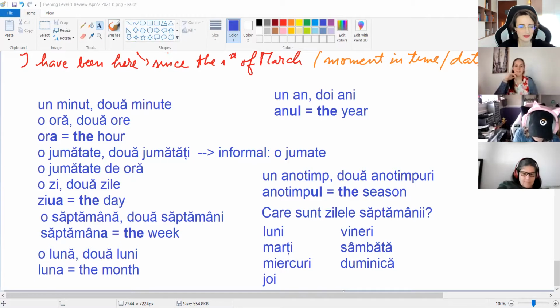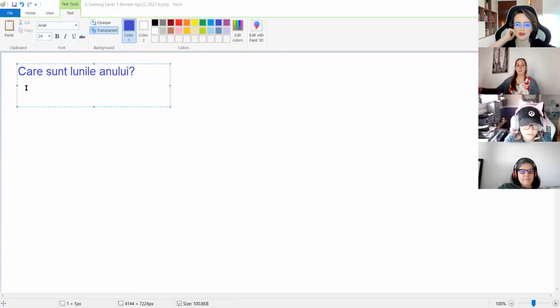I'll get to the next one. Care sunt lunile anului? What are the months of the year? Sorry? We can't see where you're typing. Oh, sorry, I need to reshare. Sure. Yes, I'm resharing now. I need to choose the other document. Here we are. So, care sunt lunile anului? What are the months of the year?